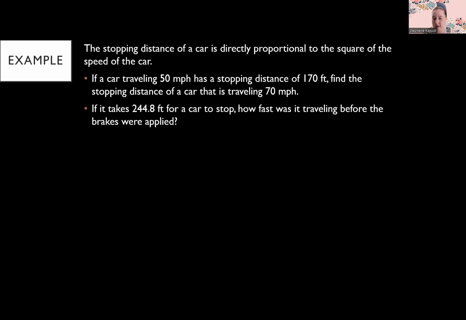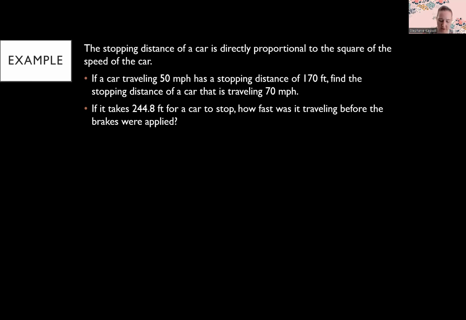So this is a second sentence, but it is combining two steps. The part before the comma is telling you what you need to find K, and then the part after the comma is telling you what you're actually solving. So that comma is kind of dividing it into two separate pieces. And then we have another question to answer after that. If it takes 244.8 feet for a car to stop, how fast was it traveling before the brakes were applied?